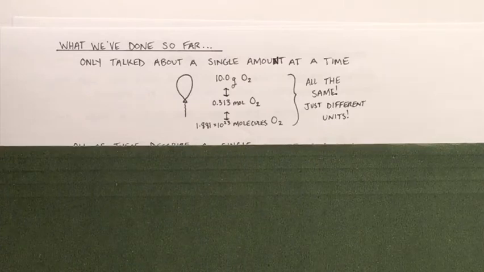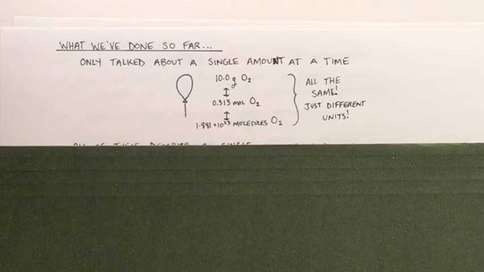We could say it's 10 grams of oxygen, 0.313 moles of oxygen, or 1.881 times 10 to the 23rd molecules of oxygen. But all of this is the same amount of oxygen. We're just using different units to describe it. It's like saying you have $1 or you have 100 pennies. It's the same amount of money. We're just using a different unit to describe it.